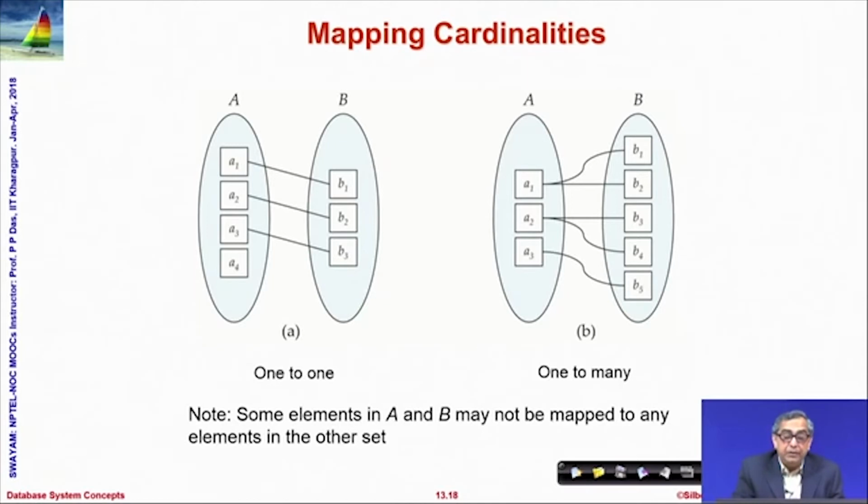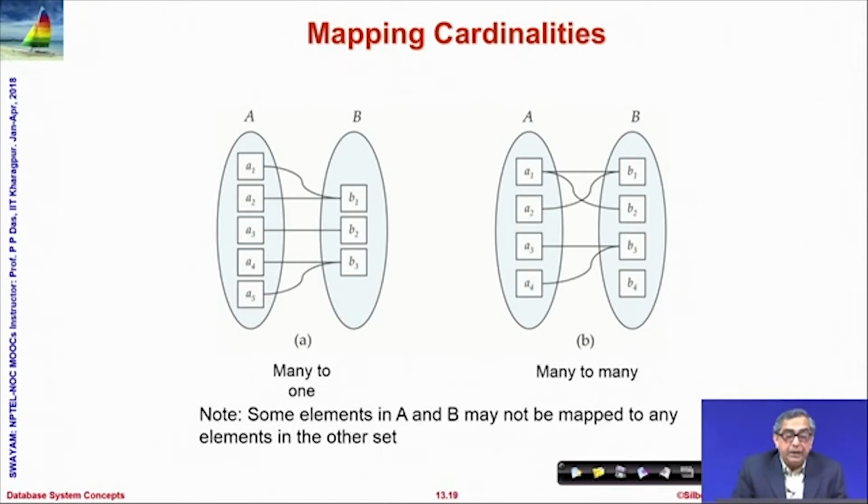Whereas, in diagram B you see that A 1 relates to B 1 as well as B 2, A 2 relates to B 3 as well as B 4. So, one entity in A may relate to more than one entity in B, but if you look from the B side, every entity in B is related to at most one entity in A. Then we say from A to B it is 1 to many. Now, naturally, since I can put the relations in any order, if you look in the other direction, 1 to many becomes many to 1.